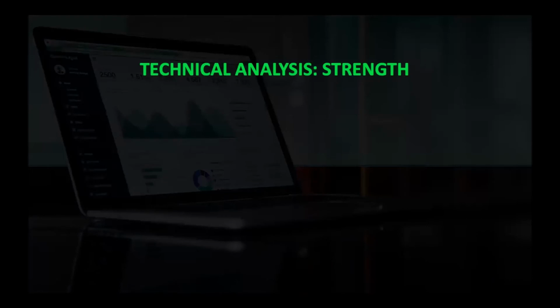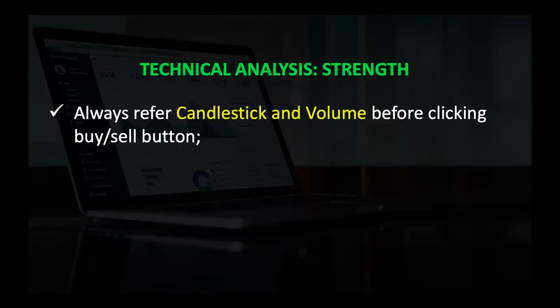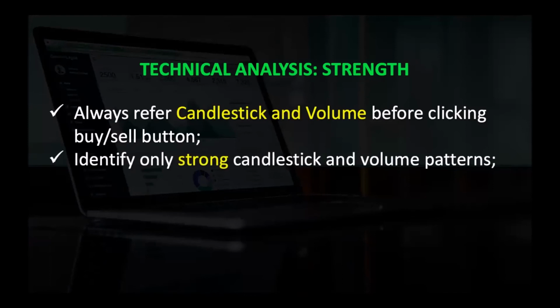So the moment we find that everything is on par and it's time for us to make a decision whether we want to buy, we look at the candlestick and volume before clicking the buy or sell button. Identify only the strong candlestick and volume patterns. In the beginning, look for the strong ones. What are the strong ones? Like bullish engulfing, bearish engulfing, the bearish harami and the bullish harami. The rest are not so strong, not so important. Then evening star and morning star are important. The rest you can leave first and slowly pick up. First, in the beginning, identify only the strong candlestick and volume patterns.